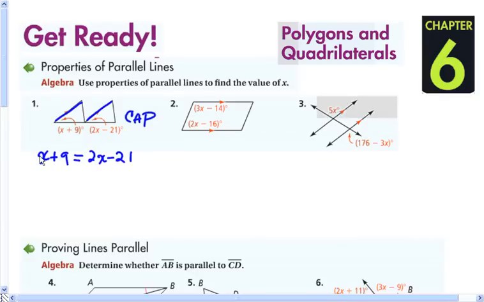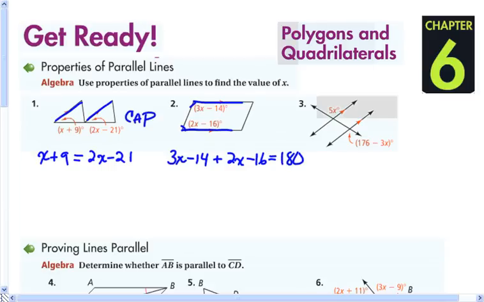Number 2, I think they're talking about these two angles, and since these two lines are parallel, those are same side interior angles, and by the same side interior angle theorem, those should be supplementary. So if we add those up, we should get 180 degrees.